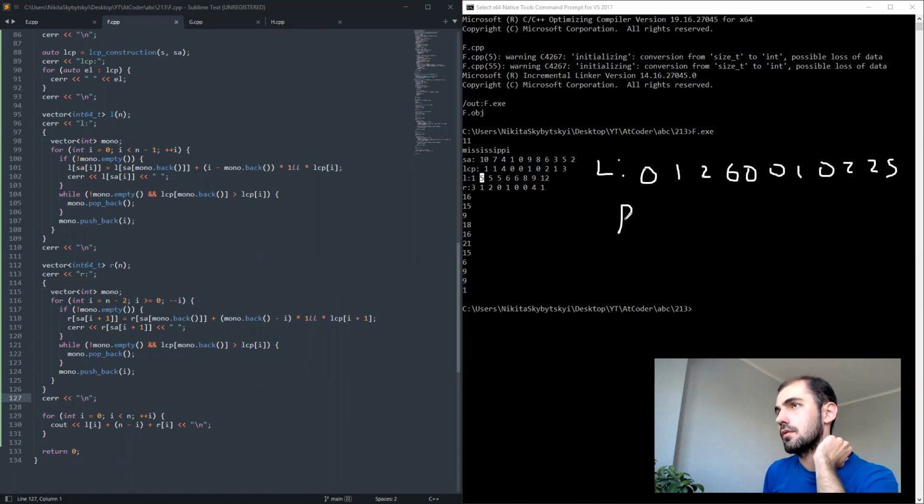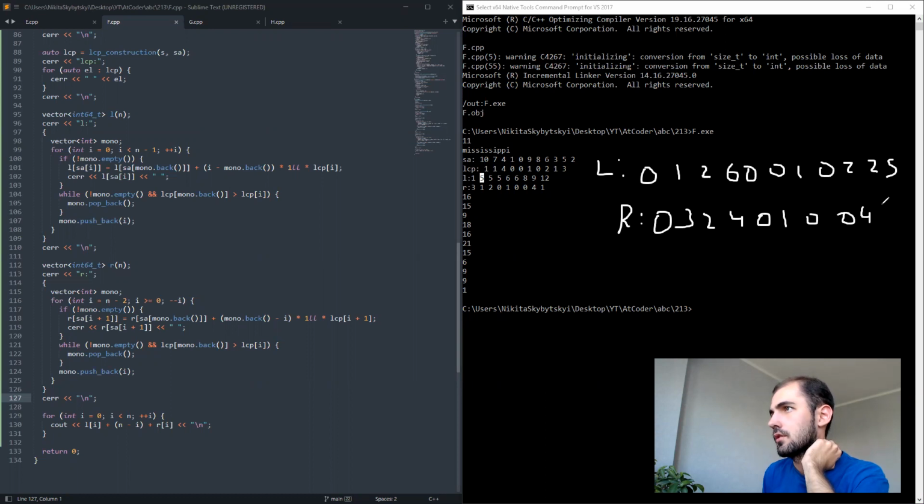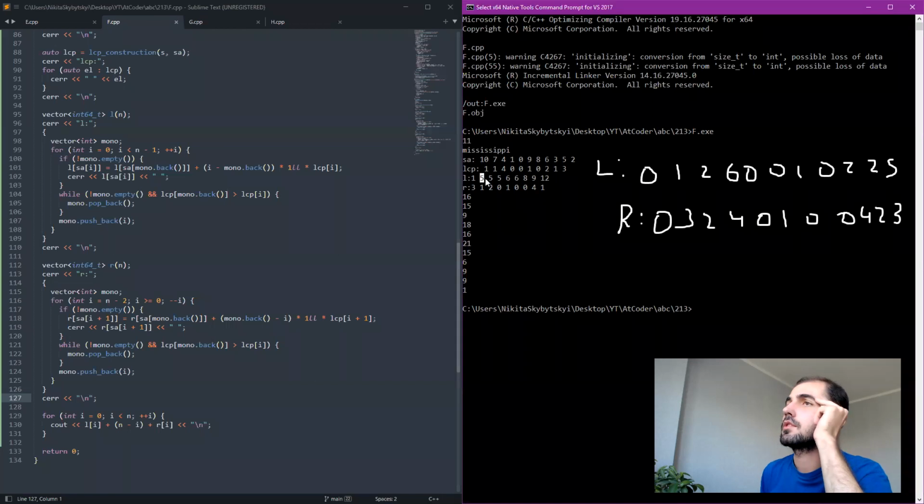For the right one, we want from the first 0 and 3, then those two get 2, those get 4, 0, 1, 0, 0, 4, 2, and 3. That's what our aim is. I believe this is manageable with monostack, right?